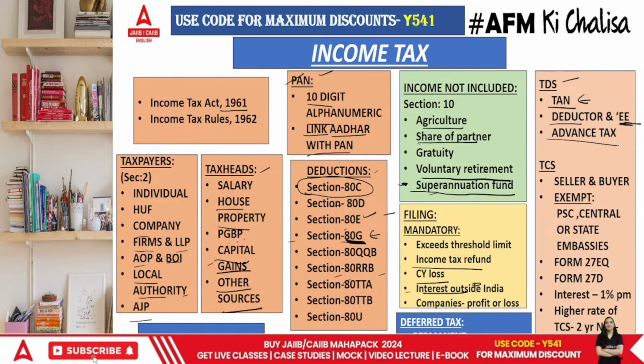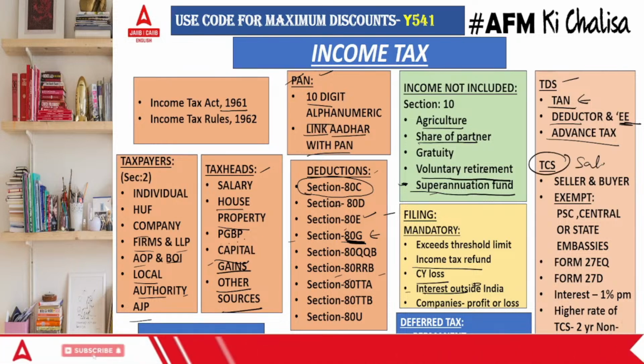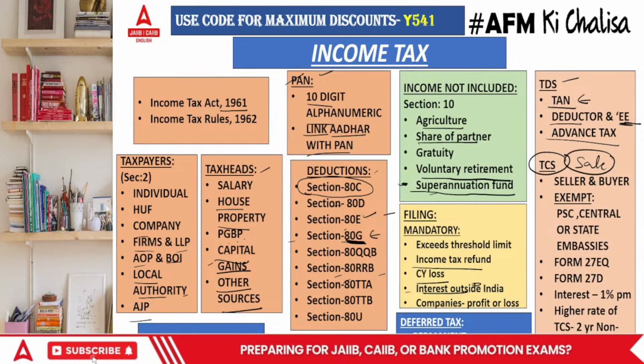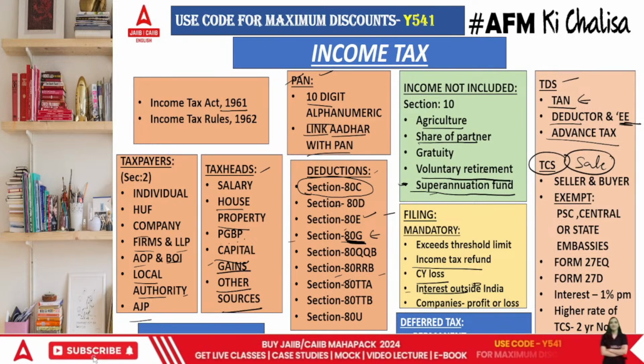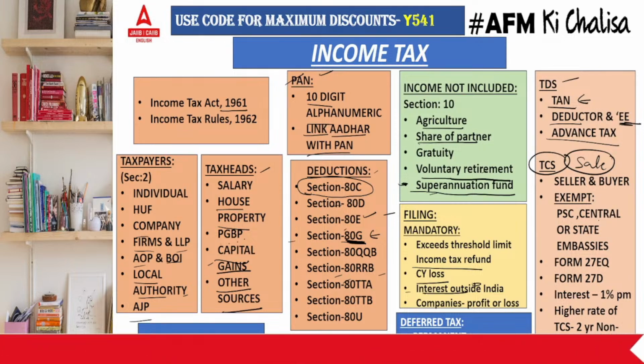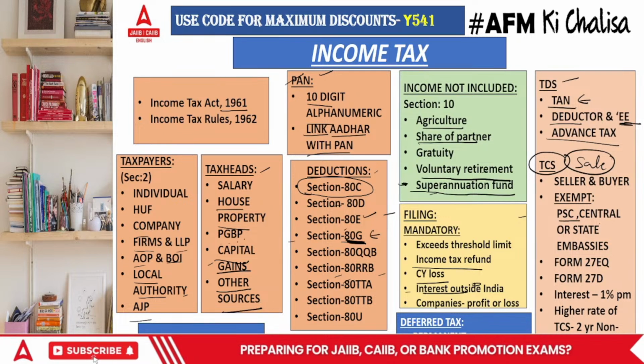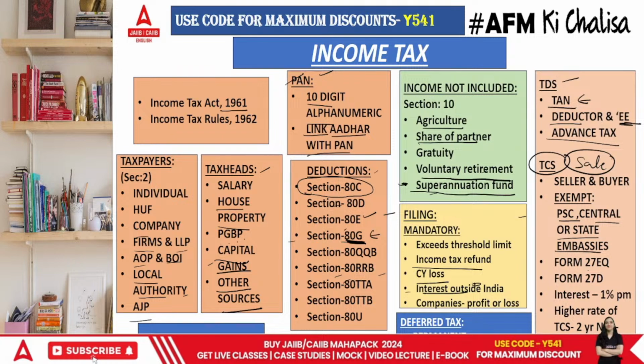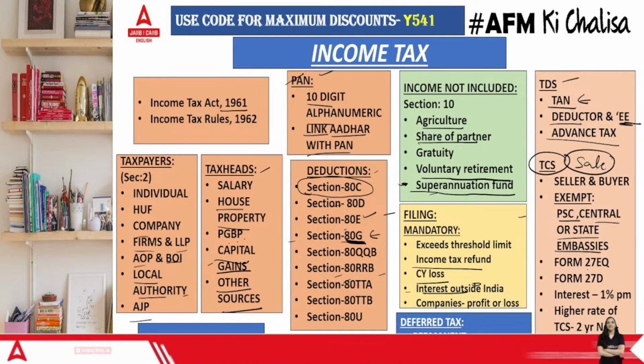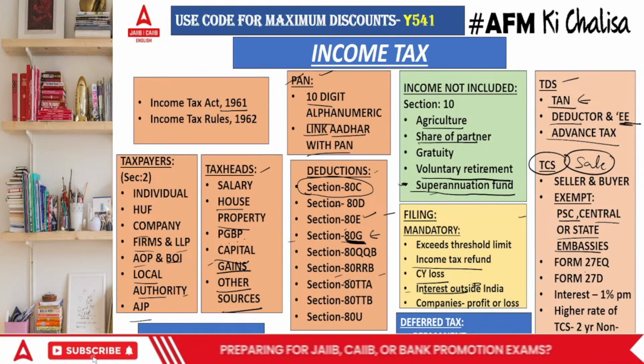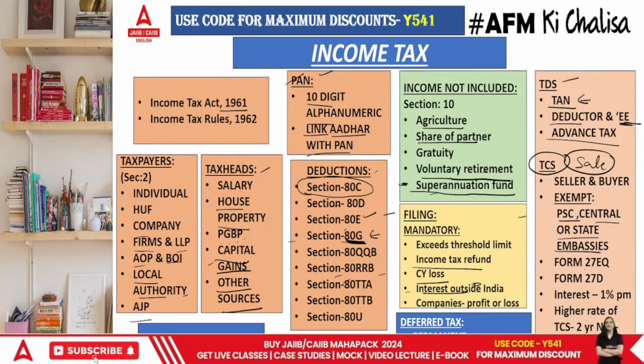And yes, one can pay advance tax as well. Tax collected at source is when the seller is making a sale. For example, liquor. If I sell liquor, then yes, I would have to pay tax on it in the form of tax collected at source. Who are exempted from this area? Public sector undertakings, central or state embassies are covered in this. And for the certification of the GST from income tax which is deposited, that is 27EQ and 27D. These are certifications.